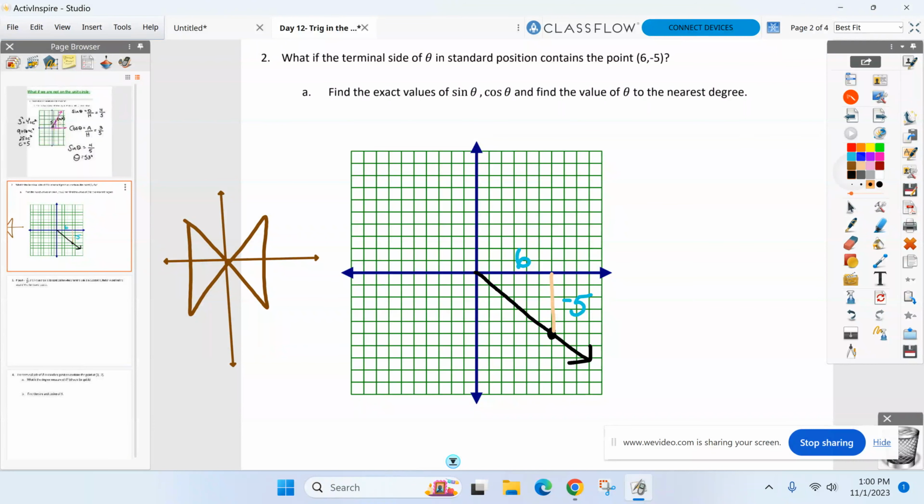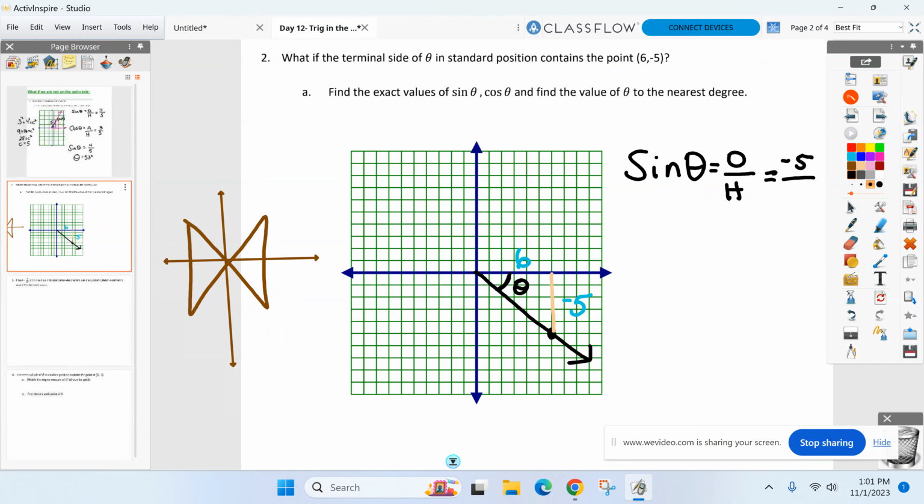So here's my angle, here's theta. You go from the reference angle. What do we have to find? Sine theta first: opposite over hypotenuse. What's opposite? Negative 5, right? Over, oh, I don't have the hypotenuse again. So what do I have to do off to the side?